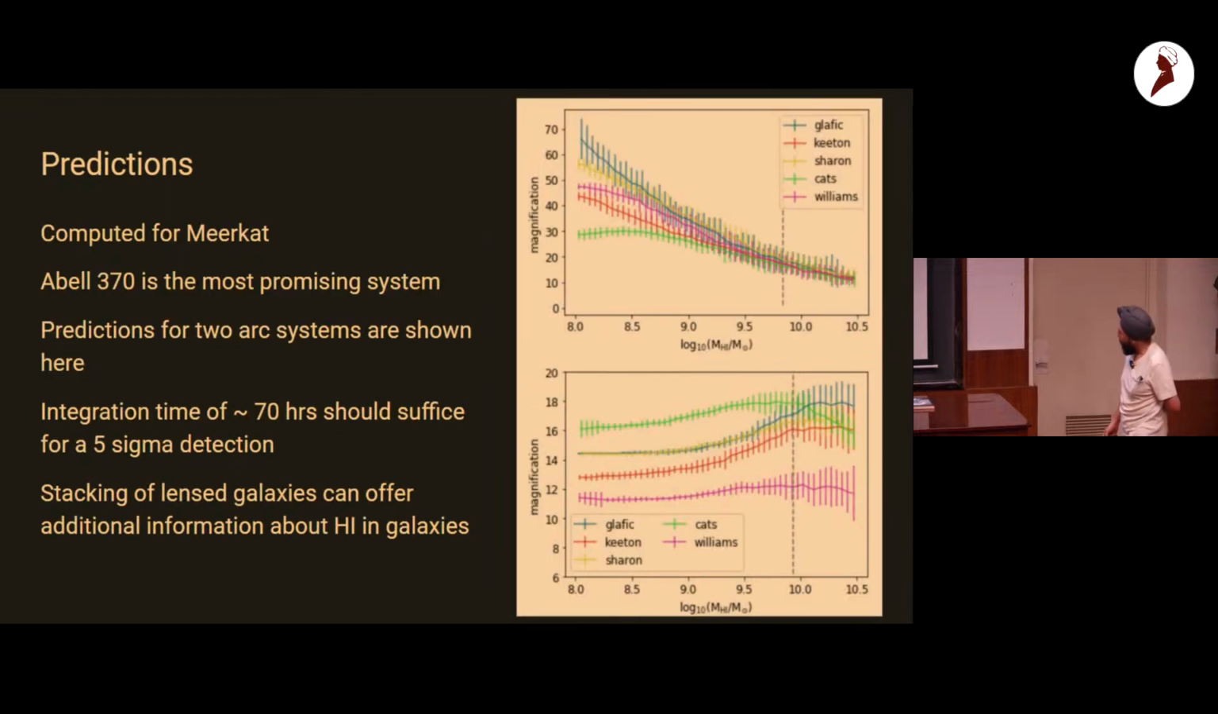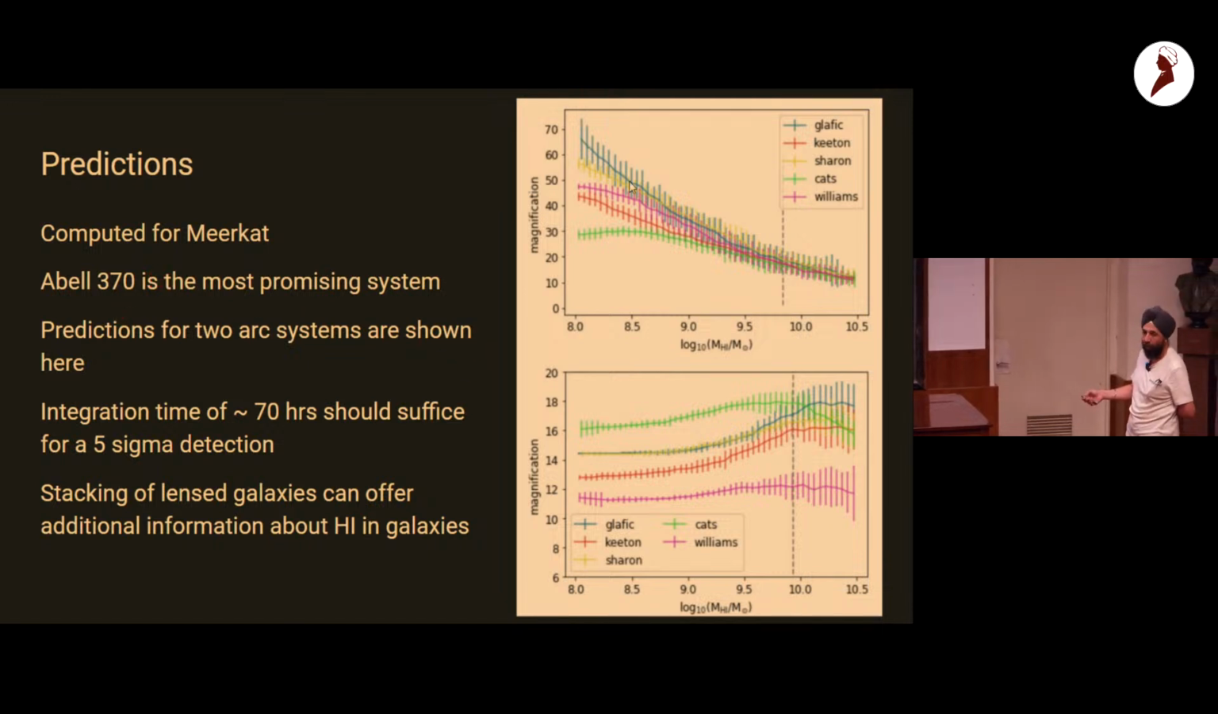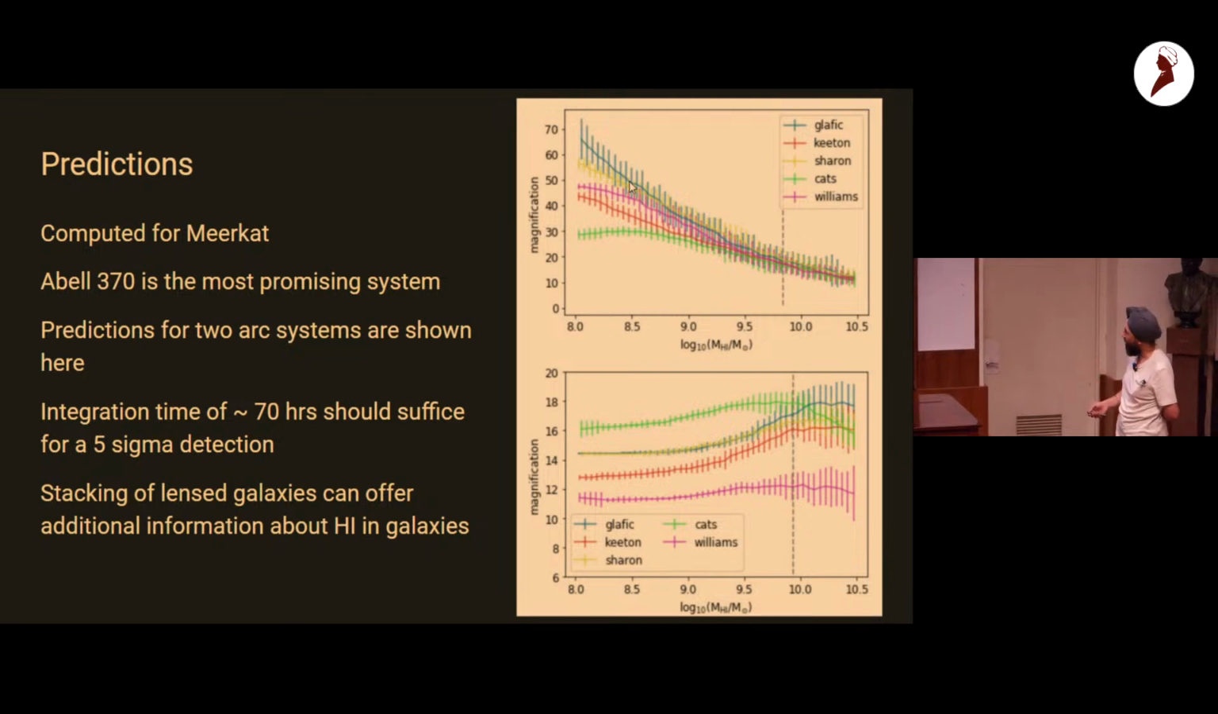So what they find is that Abell 370 is the most promising system. This is the picture which I had shown you, and they gave predictions for two arc systems. Of course, they analyzed a number of other clusters as well. The upper one is for the Dragon arc, the swallowtail system which I showed you, and the lower one is for a different system of arcs in the same cluster. And these curves are for different models of the lens. Notice that for the Dragon arc, they all converge. For the other arc, there is no convergence.